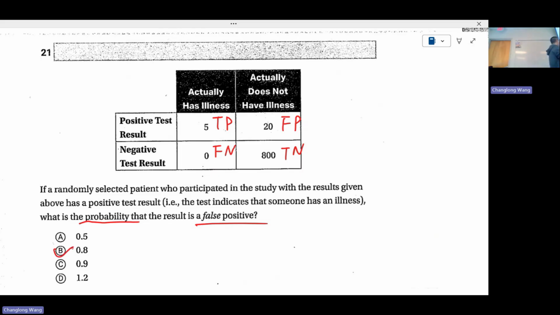Now, let's do a quick check. Can you guys tell me the probability of true negative?